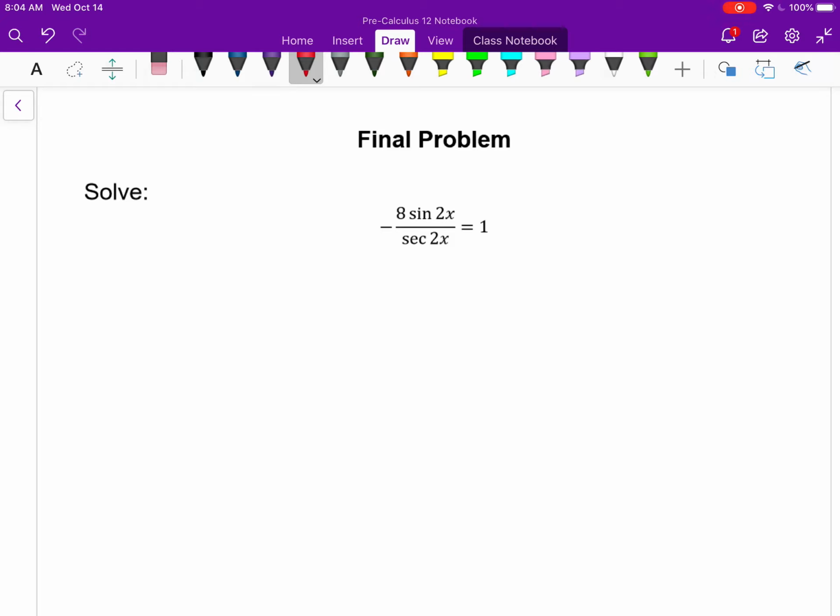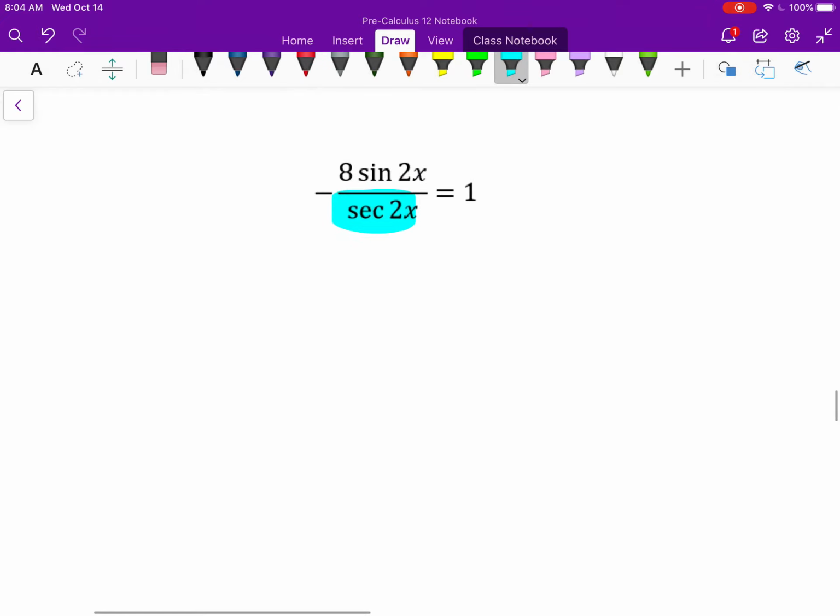But I don't like secant. No offense to secant. But I want to rewrite secant as 1 over cosine. Well, having 1 over cosine in the denominator is the same as having cosine in the numerator. So everything I see here, I can rewrite as 8 times the sine of 2x times the cosine of 2x equals 1. Dividing by secant, same as multiplying by cosine.